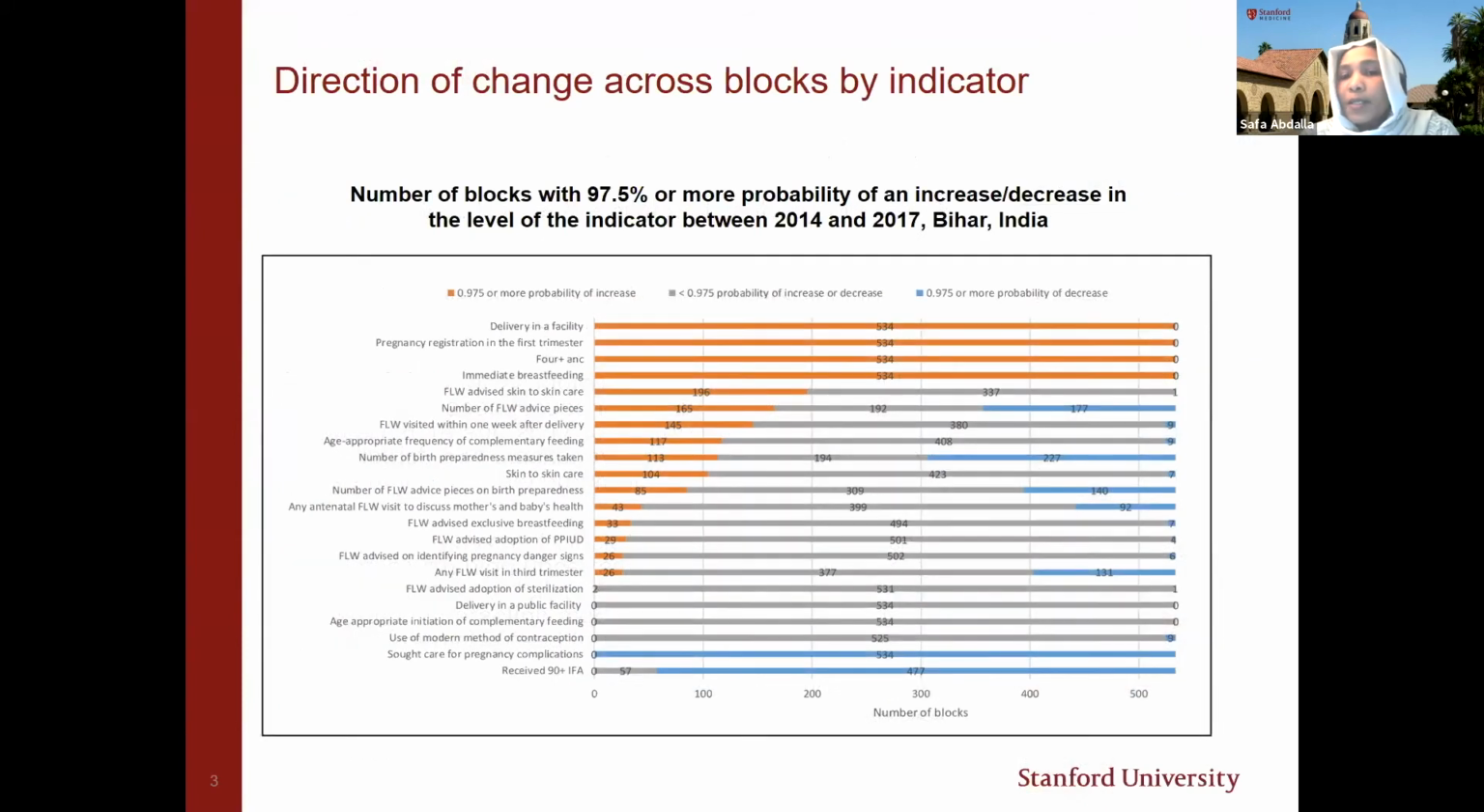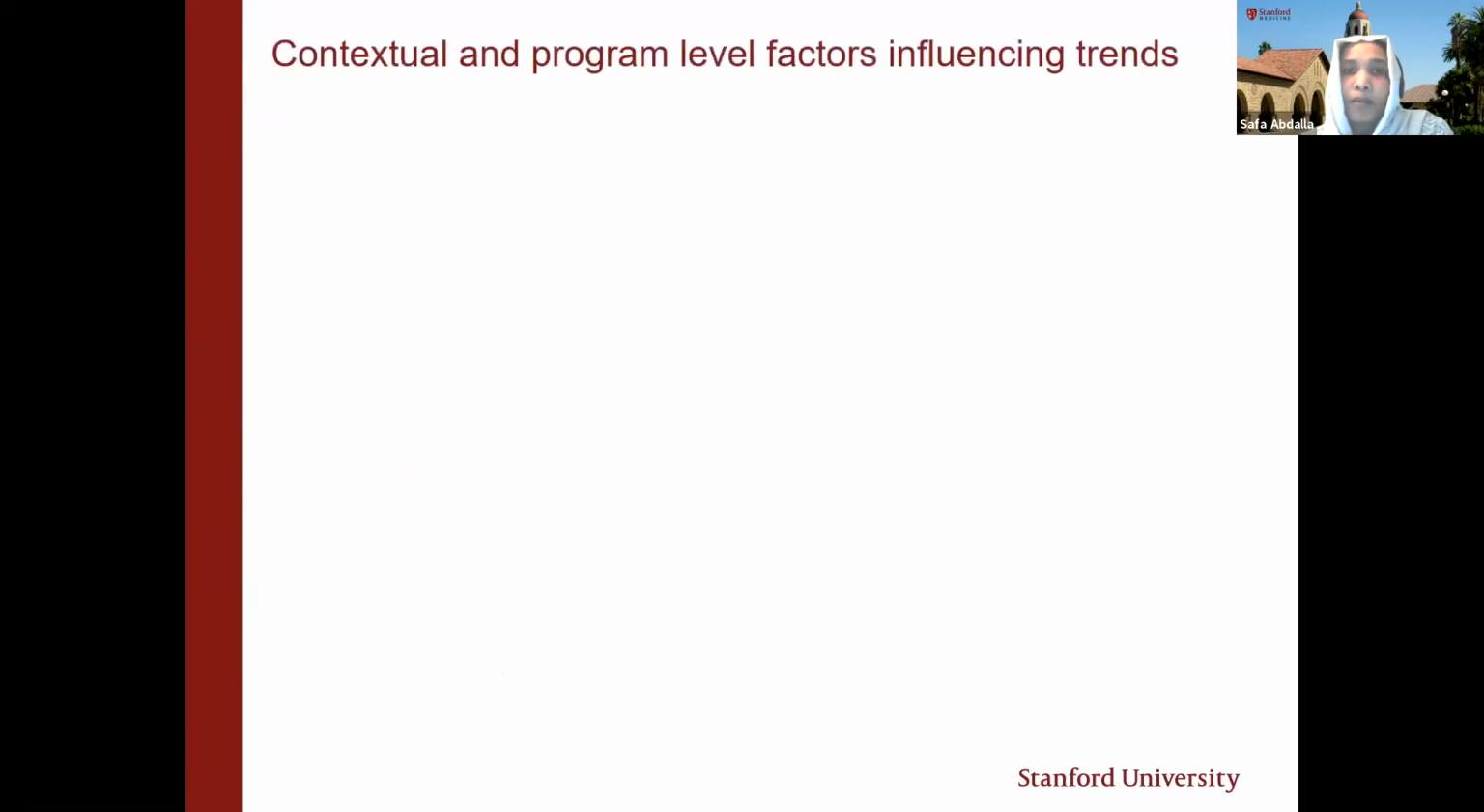This figure here summarizes all the results for the 22 indicators, and as you can see, for most of the indicators, there was variation in the direction of change. And so for those indicators, our next question was, why is this happening? Are there any contextual or program-related factors that are determining the direction of change?